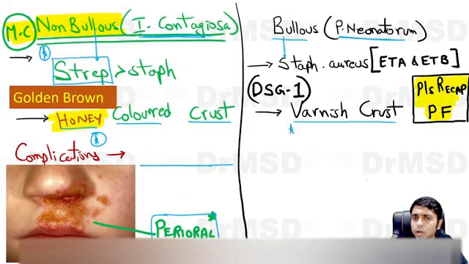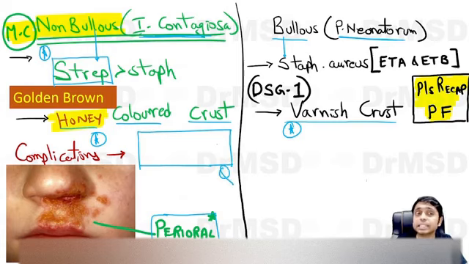So this was not asked till now, but there is a high chance that this will be repeated now. Okay, question. So please try to reply and comment what is that complication which is seen in non-bullous impetigo. In fact, this is a very, very important FMGE previous year question also. Okay.